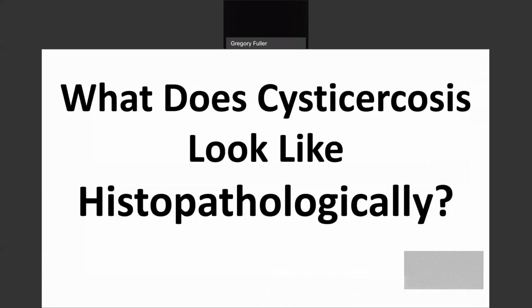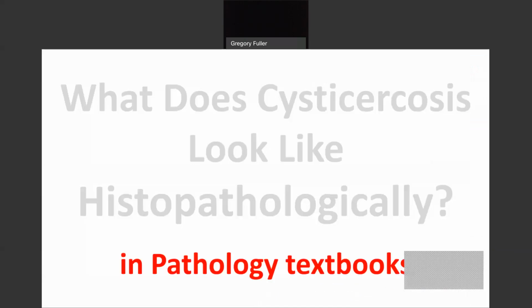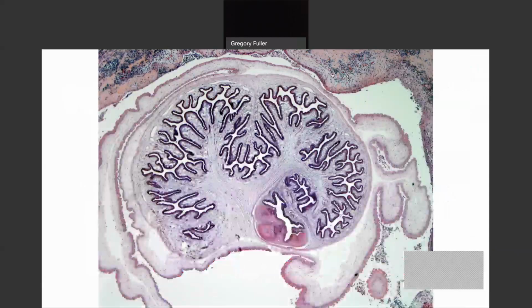What does it look like histopathologically? Well, in pathology textbooks, what do you see for cysticercosis? Oh, this is what you get. Is that beautiful or what? And this is an MD Anderson case. Yes, and we did get this, and that's fantastic, but that's not the challenge. There would be no pathologist if all the cases were this easy. That's not what you're going to get.